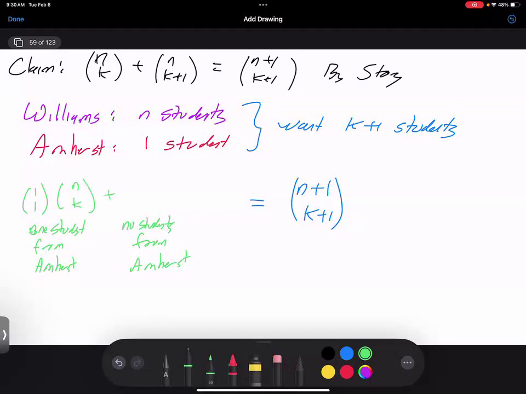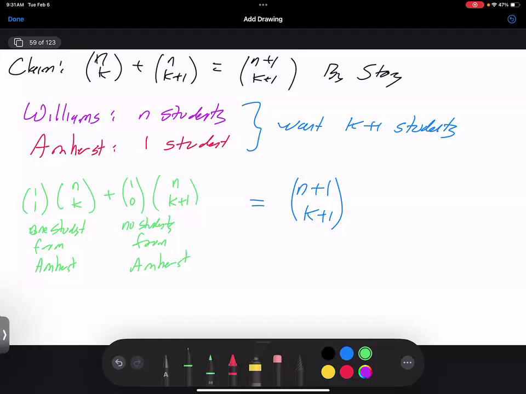Now imagine I don't have the Amherst student. So it's 1, choose 0. I don't choose the Amherst student. How many students must I choose from Williams? K plus 1. And there's the proof. We've just proven Pascal's identity. Much better than doing things by brute force. Notice that the tops always add up to n plus 1, and the bottoms always add up to k plus 1.